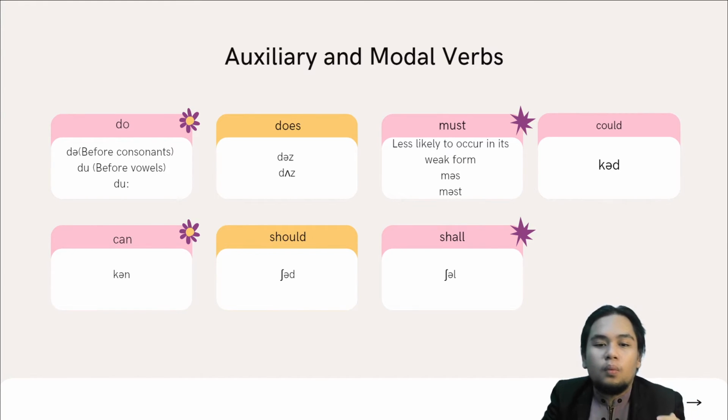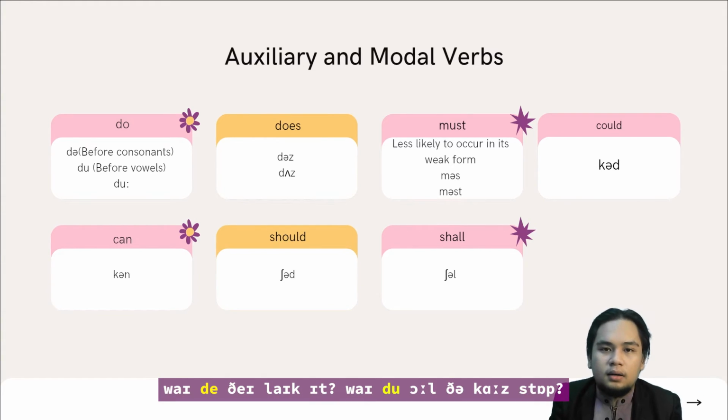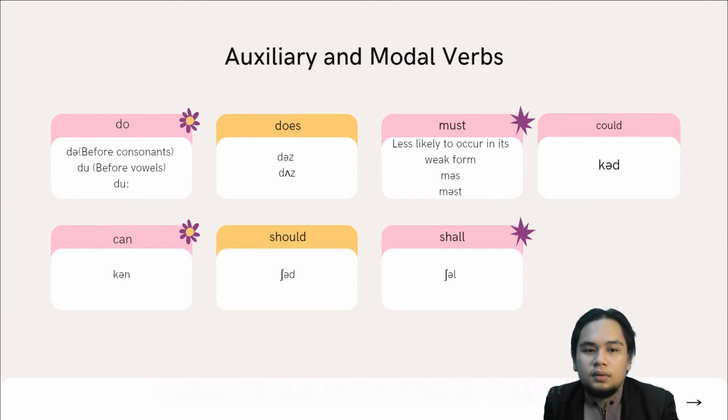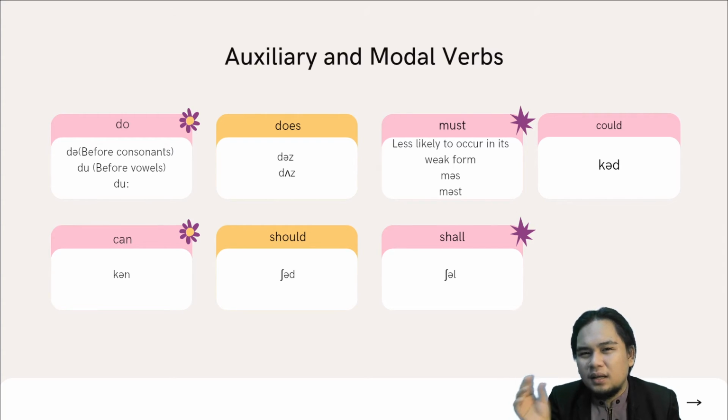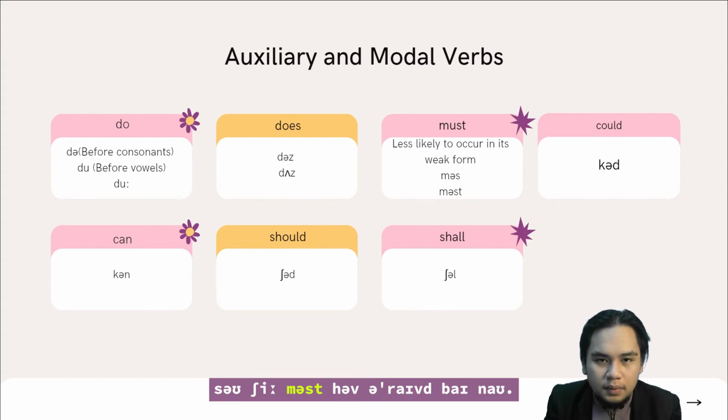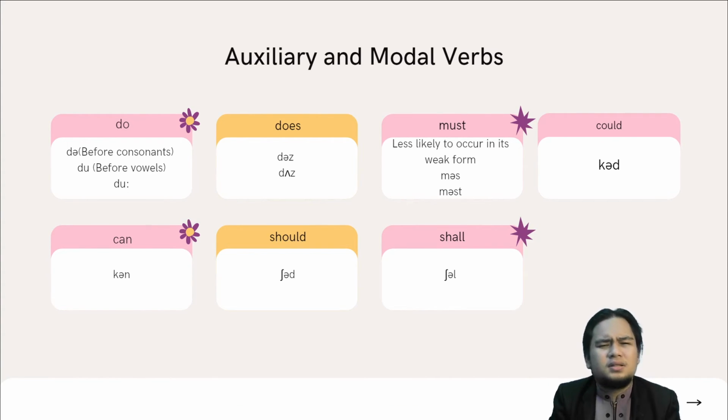Next, do. Do, we have also to before consonants and before vowels. For example, why do they like it? And why do all the cows stop? We tend to pronounce the vowel a little bit differently there. Does, and must. For example, she must have arrived by now. Must is rather likely to occur in its weak form than when it is being used in its more familiar sense of obligation, because must is a very strong word in terms of context.